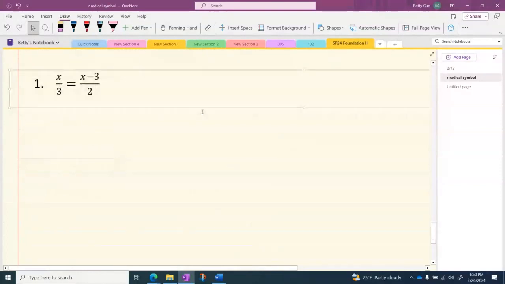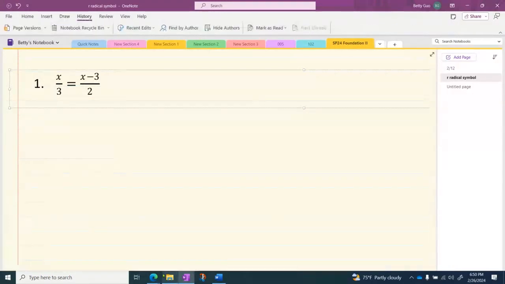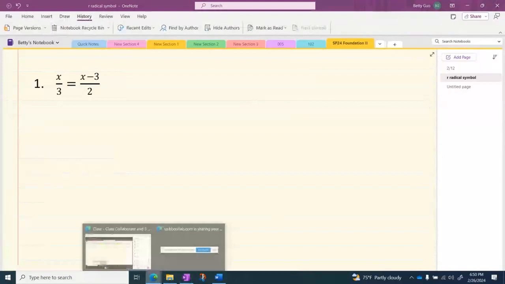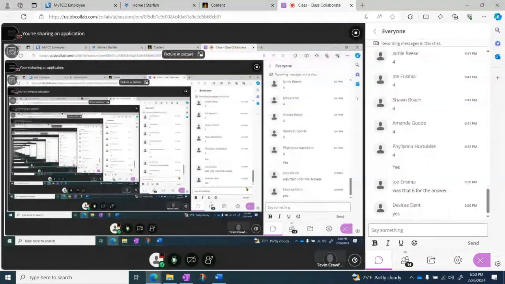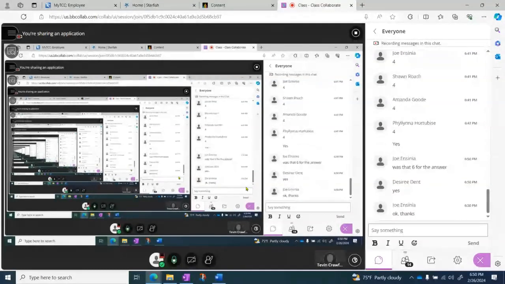Second thing, some linear equations in one variable look special. They have a special look. Was that 6 for the answer? Yes, the 6 is the answer. Yeah, number 6 is the answer. When we solve a linear equation in one variable, we are trying to find the value that satisfies the equation. Okay.